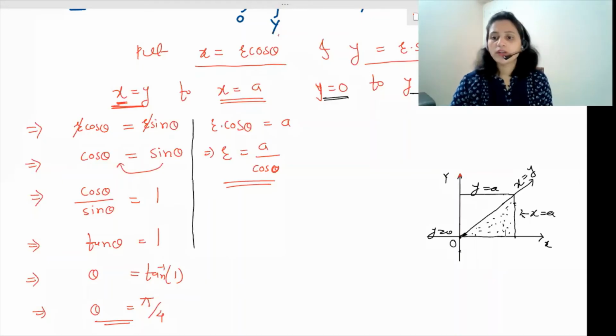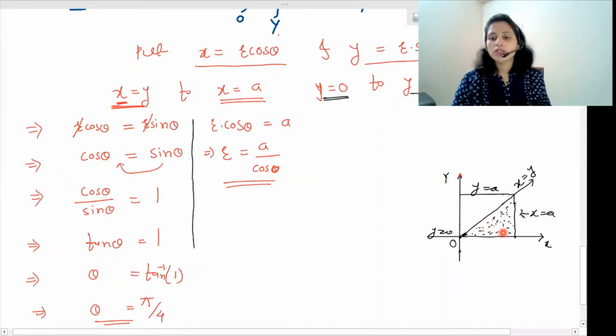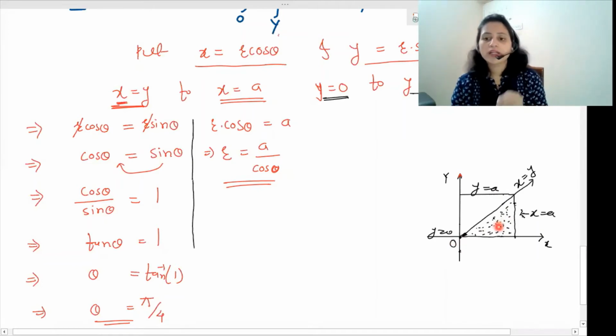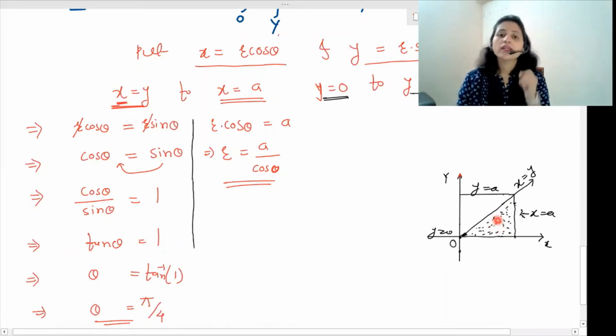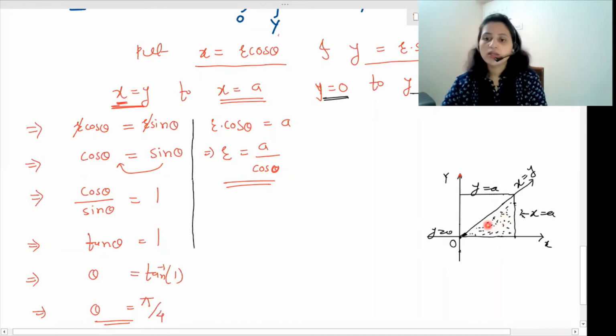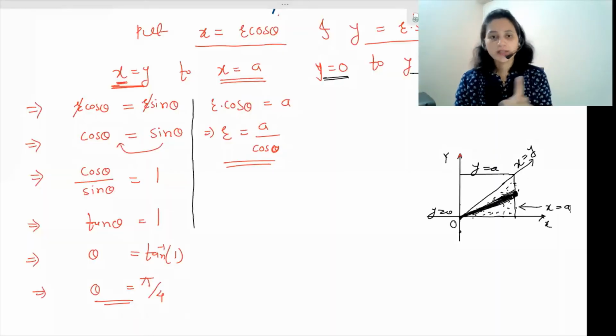Now the region of integration is here, this one. Why? Because this region is bounded by y equal to a, x equal to y, x equal to a, and y equal to 0. So this is the region of integration. Now, as we are finding the new limits for r and theta, for polar coordinates, we have to take the strip which is angular. So this is the angular strip. Now we have to find the new limits for r and theta.